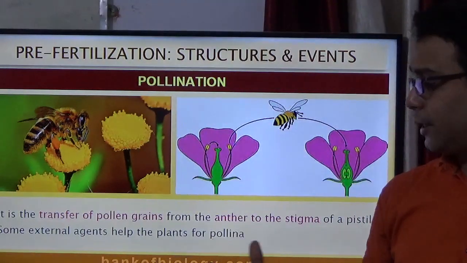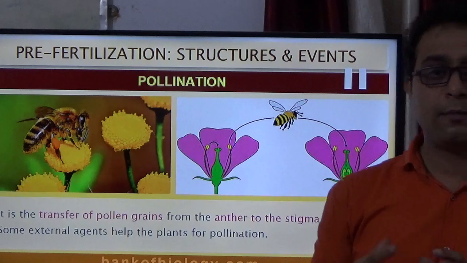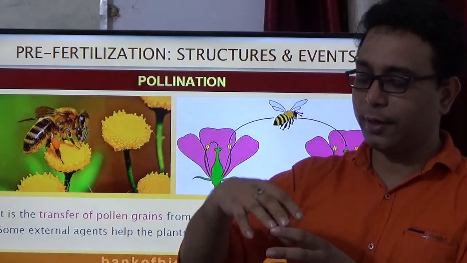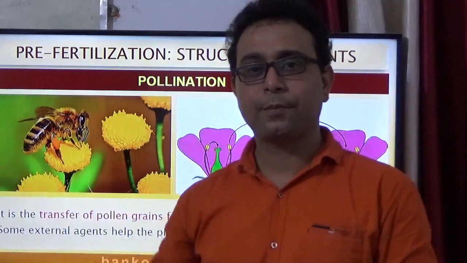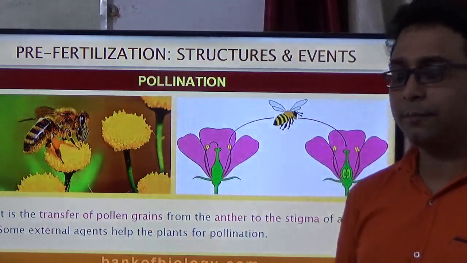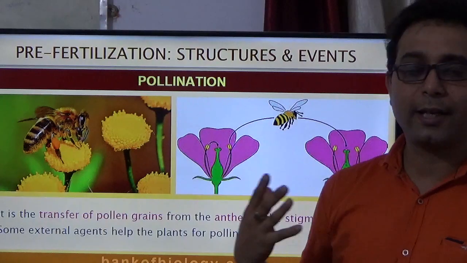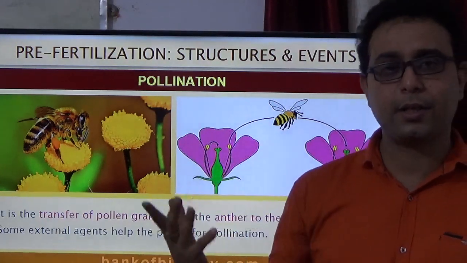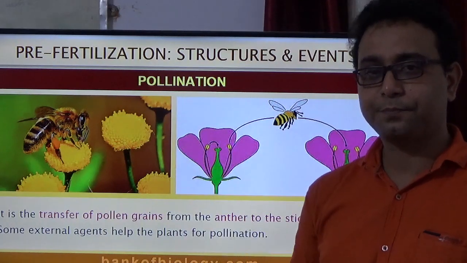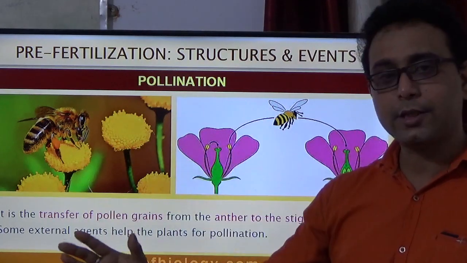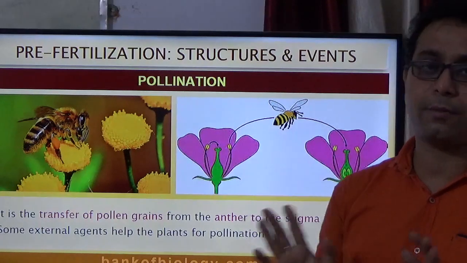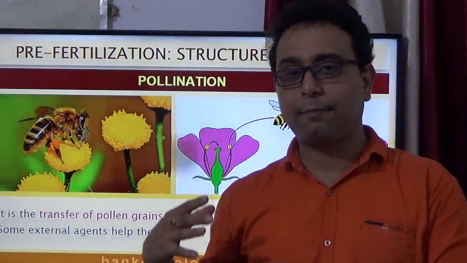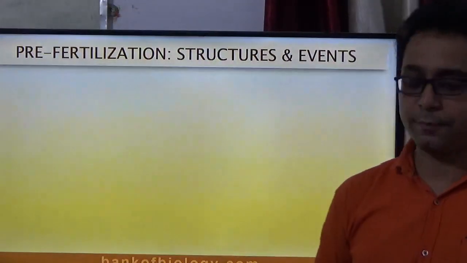But some external agents help the pollination, because when pollen grains are transferred from far away from their anther, some agent is required. Agent means something which helps the pollination. Maybe it is an insect, maybe it is air, maybe it is water. So pollination means transfer of pollen grains from anther to stigma. Okay, very good. Now today we discuss the different types of pollination.